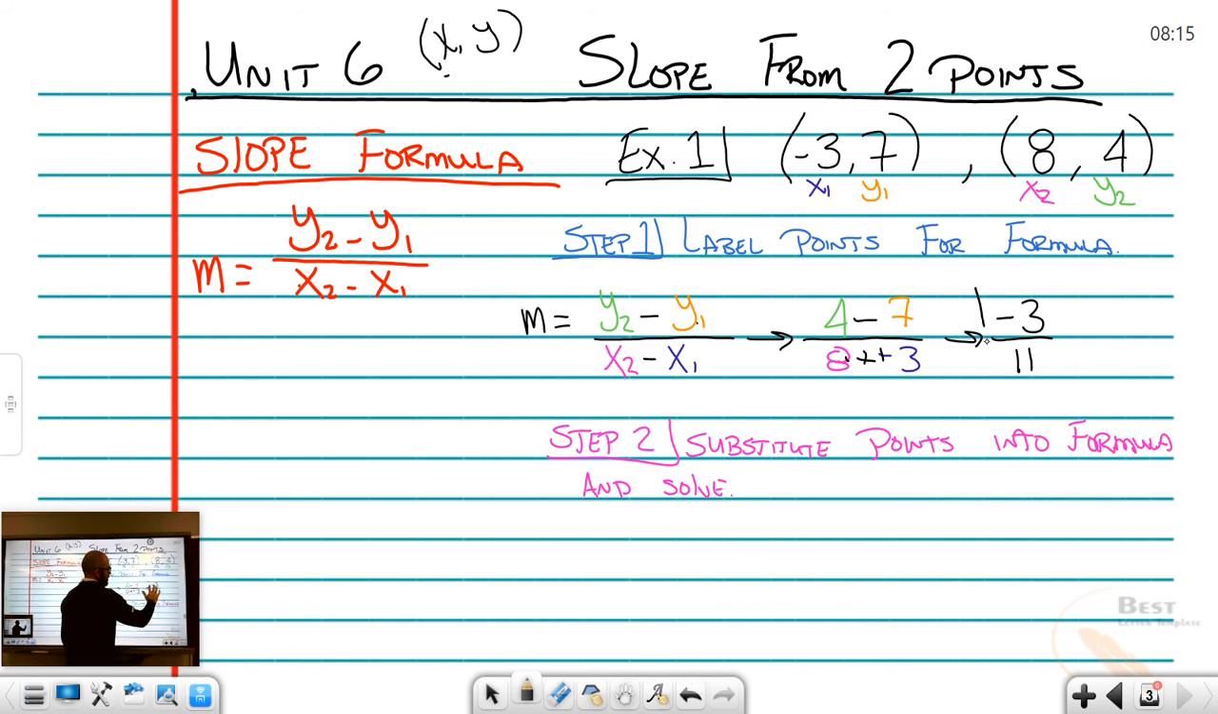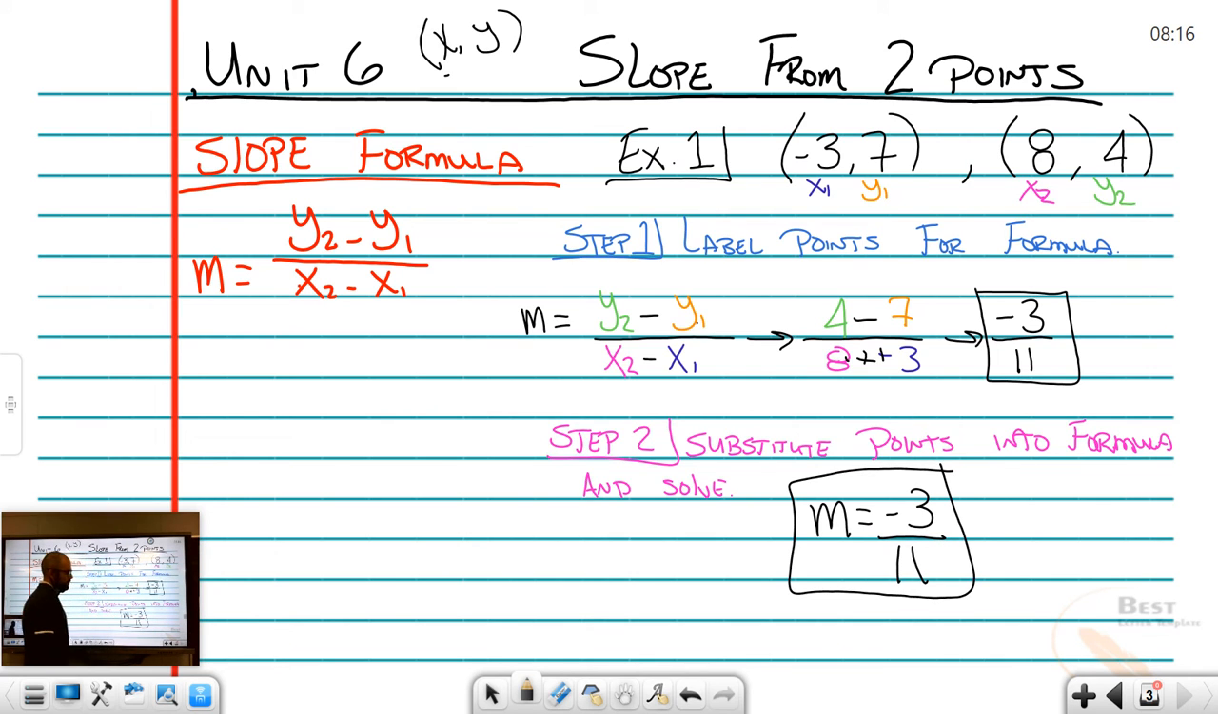Can I reduce this? No. -3 over 11, that's as far as I can go. So my slope for these 2 points would be -3 over 11. And that would be my final answer. Now, if we could reduce that, then yes, we would make that smaller. But in this case, we can't reduce it, so it's just -3 over 11.